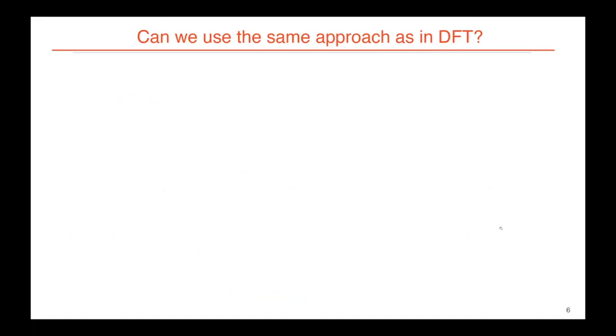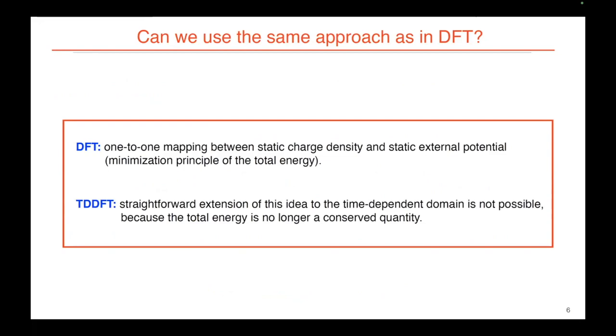Can we use the same approach as in DFT? The answer is no. Why is it so? Let's remind ourselves that in DFT, there is a one-to-one mapping between the static charge density and the static external potential, and we use the minimization principle of the total energy. In TDDFT instead, we cannot straightforwardly extend the same idea to the time domain because the total energy is no longer a conserved quantity. So we cannot use the minimization principle of the total energy, and we need to do something else.